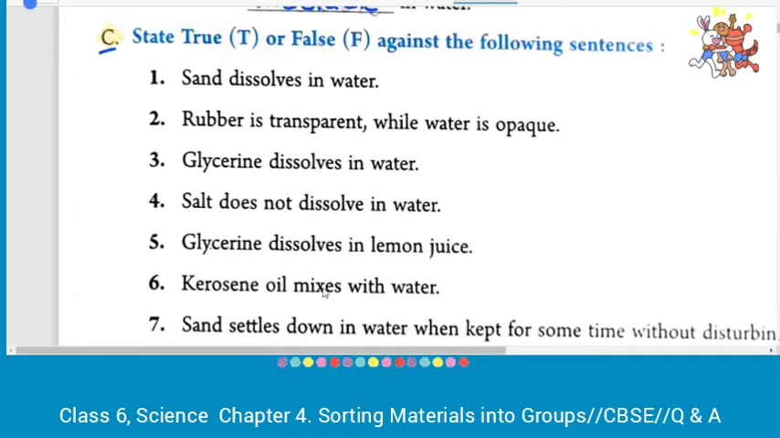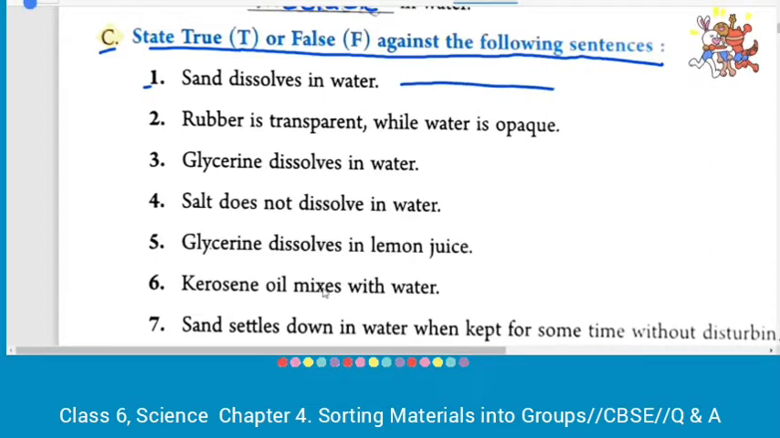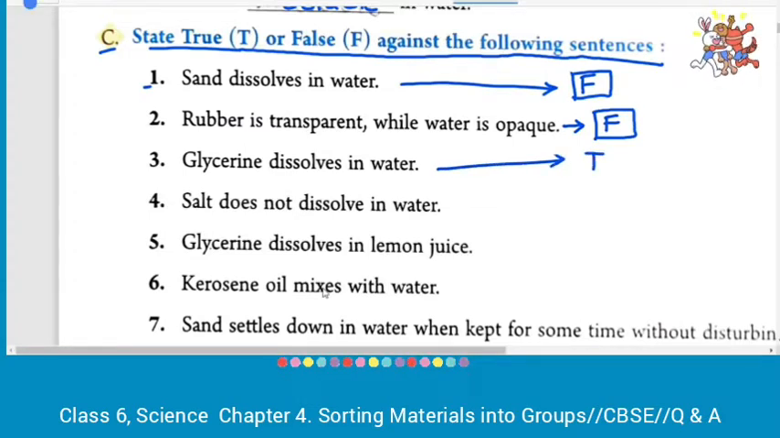Section C. State true or false against the following sentences. First one: sand dissolves in water. False. Sand does not dissolve in water. Second: rubber is transparent while water is opaque. False, because water is transparent and rubber is opaque. Glycerine dissolves in water. True. Salt does not dissolve in water. False.